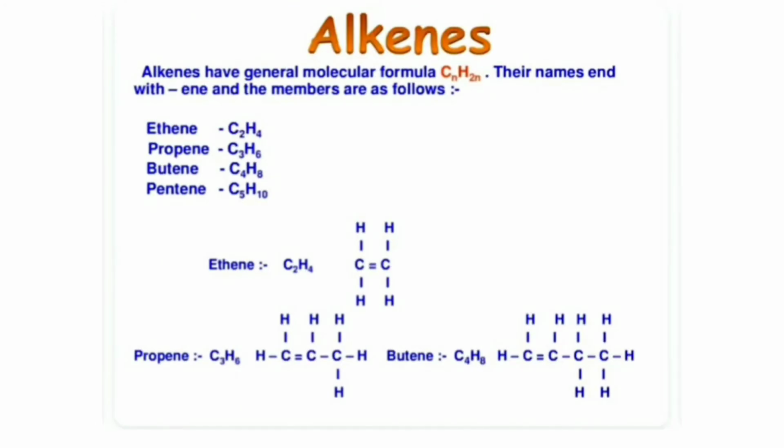Alkenes. Alkenes have general formula CnH2n. Their names end with -ene. The members are as follows: ethene C2H4, propene C3H6, butene C4H8, pentene C5H10.